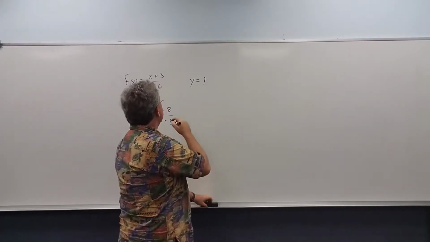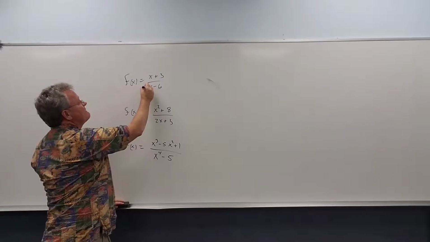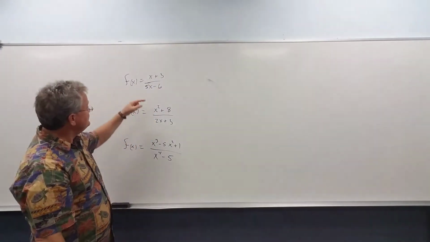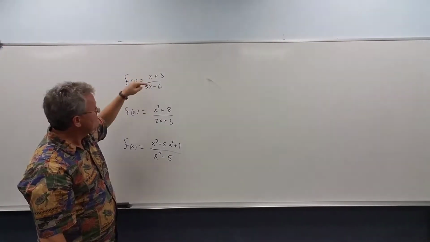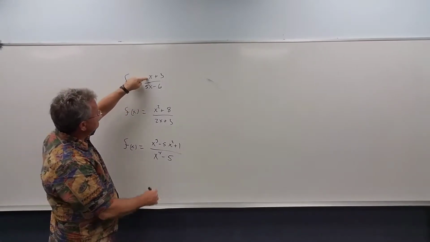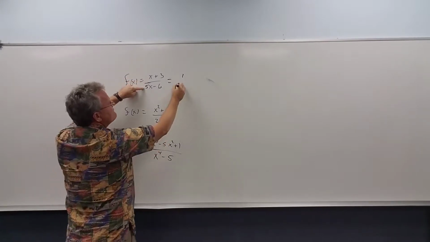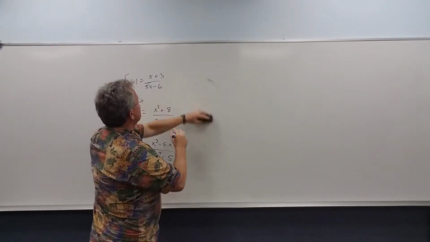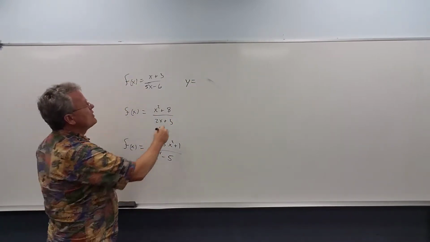Let's say instead, let me just change this to 5x minus 6. Well, still the degree in the top and bottom are the same. It's a degree 1 over degree 1, x to the 1. What's the ratio? Well, the coefficient of x in the top is 1. The coefficient of x in the bottom is 5. So therefore, the horizontal asymptote is y equals 1 over 5.